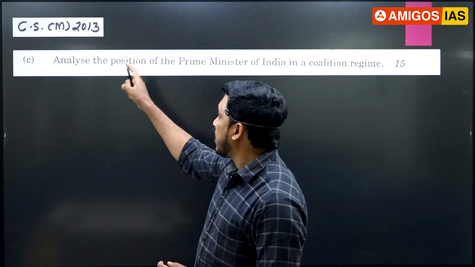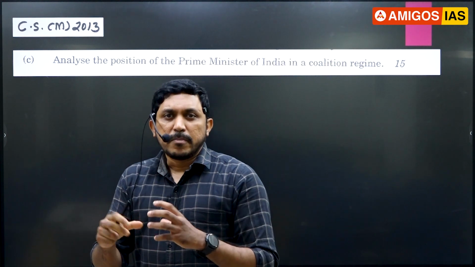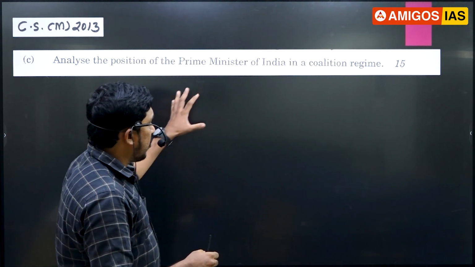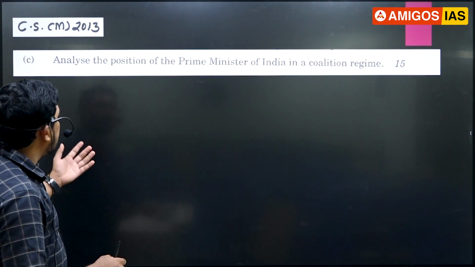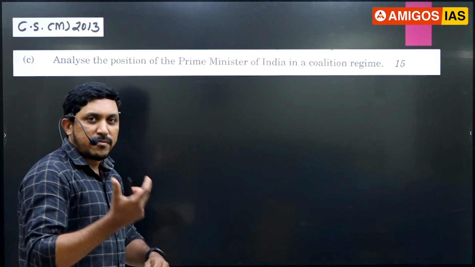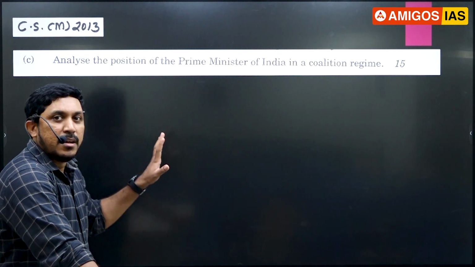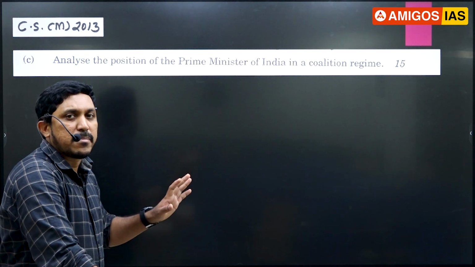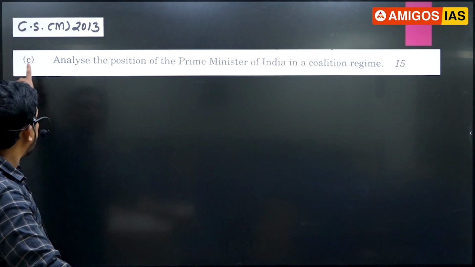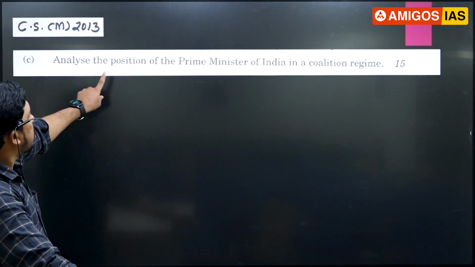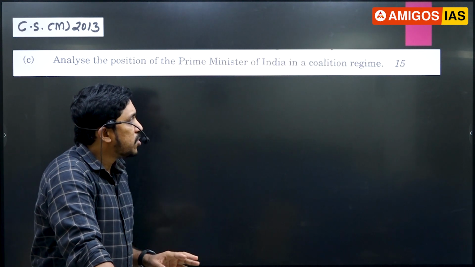So that is the question here. 2013, as you can see there, the question, I have taken the exact one from the PDF of the previous year questions so that you will get the idea of how questions are framed in the optionals. So obviously 8 questions are there. You have to write 5 questions out of those. And in this IGP, Indian Government and Politics, which is paper B of first paper, there we got this question in 7th C. Analyze the position of the Prime Minister of India in a coalition regime.